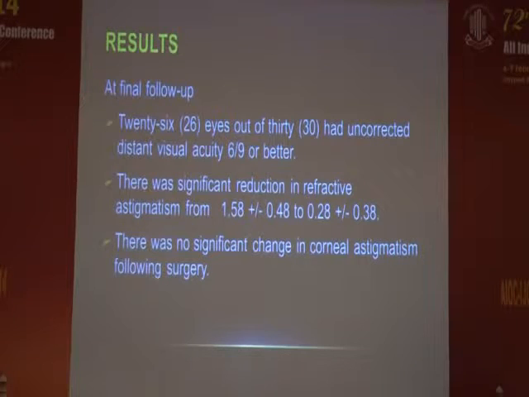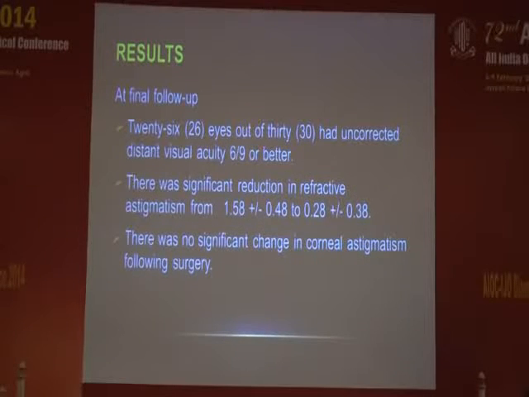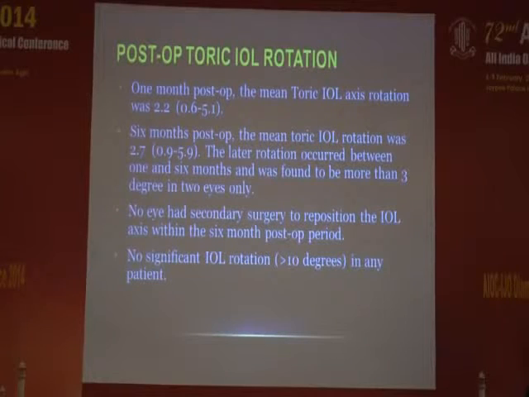Our results at final follow-up, that is at 6 months, 26 eyes out of 30 had uncorrected distant visual acuity of 6.9 or better. There was significant reduction in refractive astigmatism from 1.5 to 0.28 diopters. And there was no significant change in corneal astigmatism following surgery. So these are the 30 patients. It shows that there is significant reduction in the post-op mean refractive astigmatism.